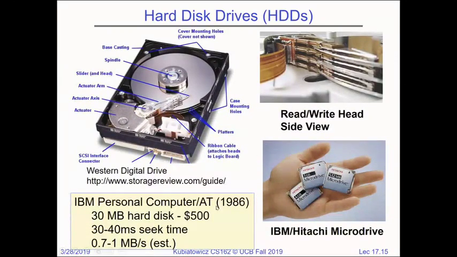I did want to point out also that while we're going to get terabytes worth of drive space potentially, the IBM personal computer back in 1986 had 30 megabytes of hard disk, and a 30 to 40 millisecond seek time. So this is ridiculously small.